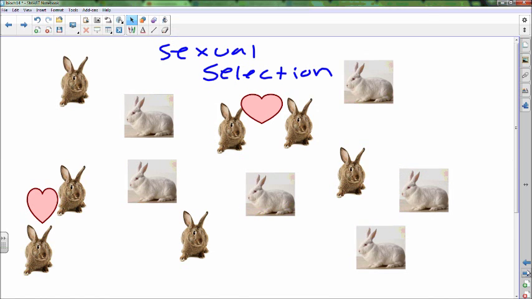Okay, the next one we have is sexual selection, or sometimes we hear it called non-random mating.